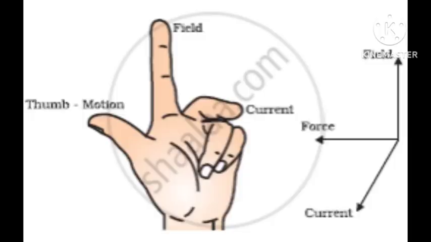Fleming's left hand rule. According to this rule, stretch the thumb, forefinger and middle finger of your left hand such that they are mutually perpendicular. If the first finger points in the direction of magnetic field and the second finger in the direction of current, then the thumb will point in the direction of motion or the force acting on the conductor.